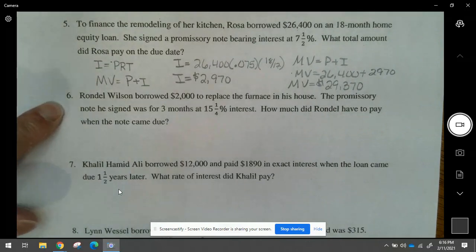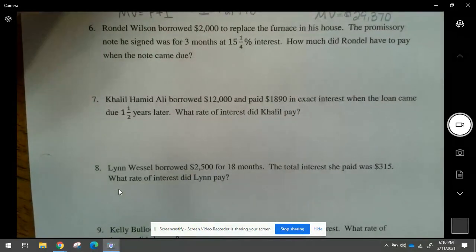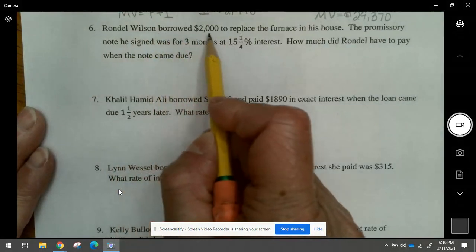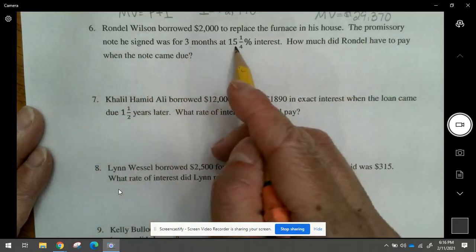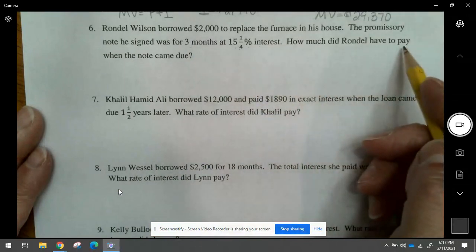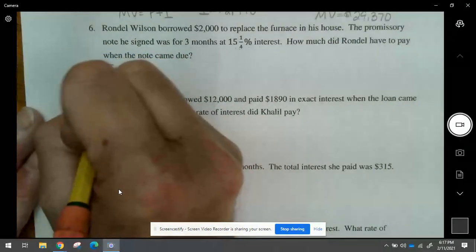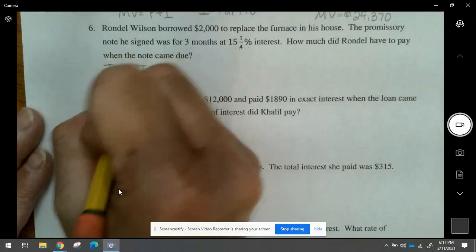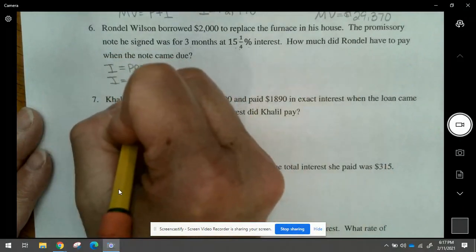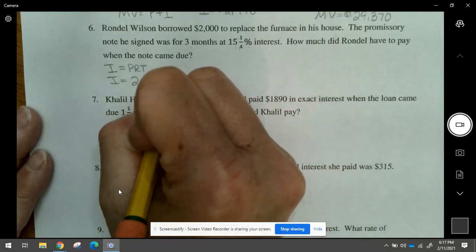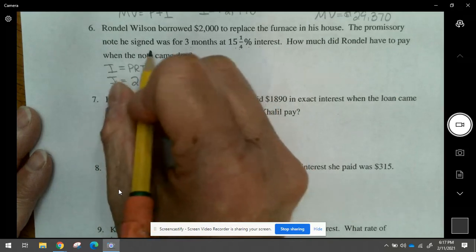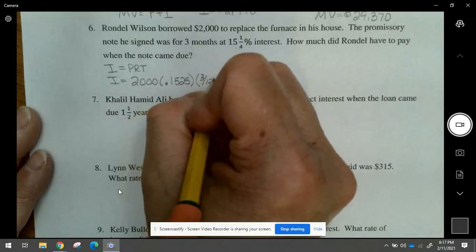Number 6 is very similar, so if you want to pause, try this on your own independently, and then play the video, see if you got it right. Rondell Wilson borrowed $2,000 to replace the furnace in his house. The promissory note he signed was for 3 months at 15.25% interest. How much did Rondell pay when the note came due? So we have to calculate the interest first. And the principal here is $2,000 times the rate. It's 15.25, so 0.1525. And 3 months, 3 out of 12.